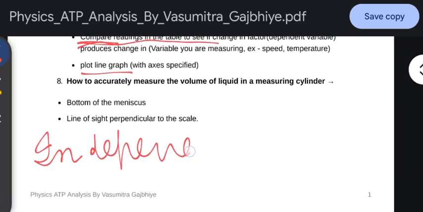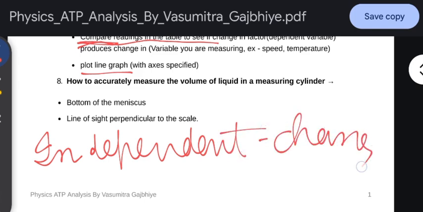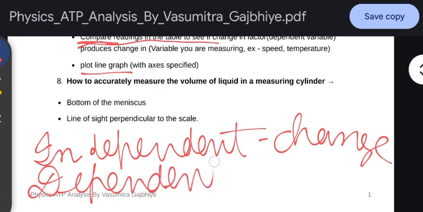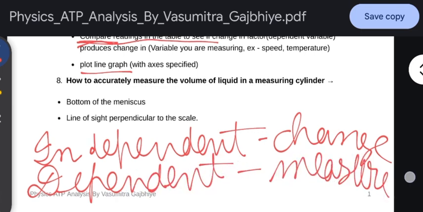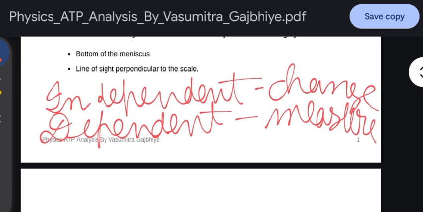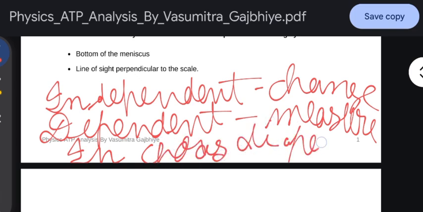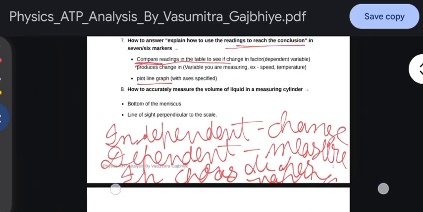Don't forget what the independent variable is. The independent variable is what you will change, and the dependent variable is what you will be measuring. I tend to remember this with a weird mnemonic, but it is a good technique to remember it.